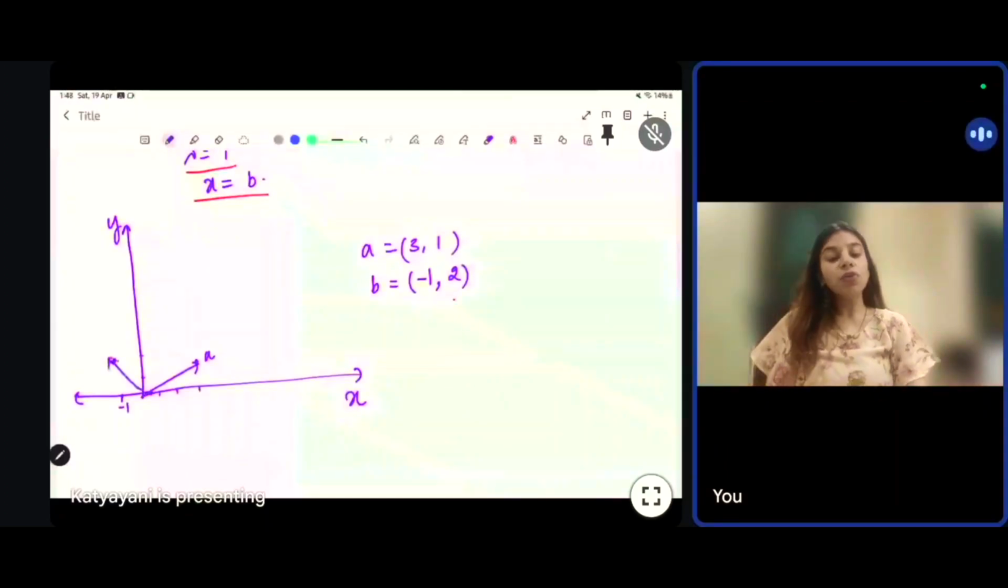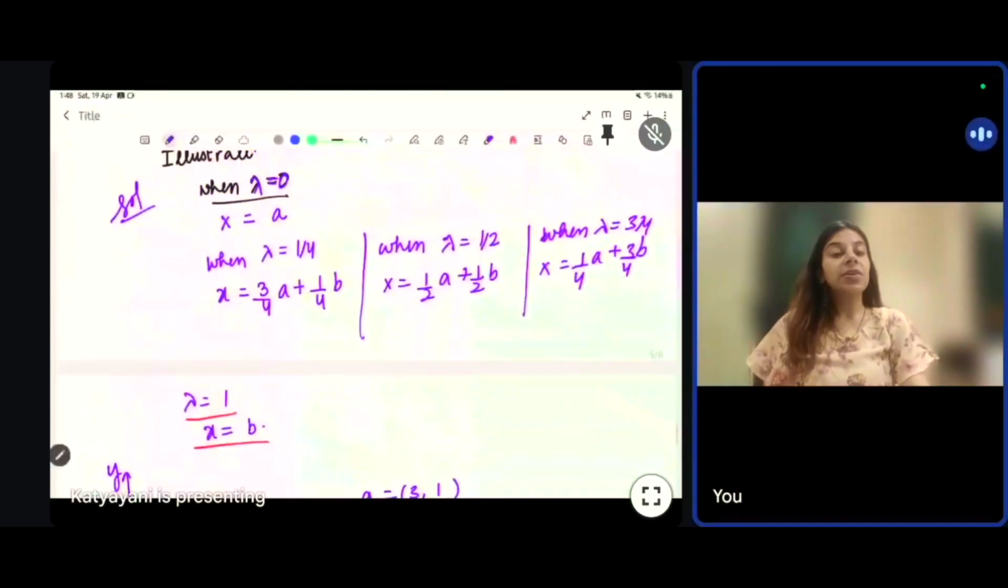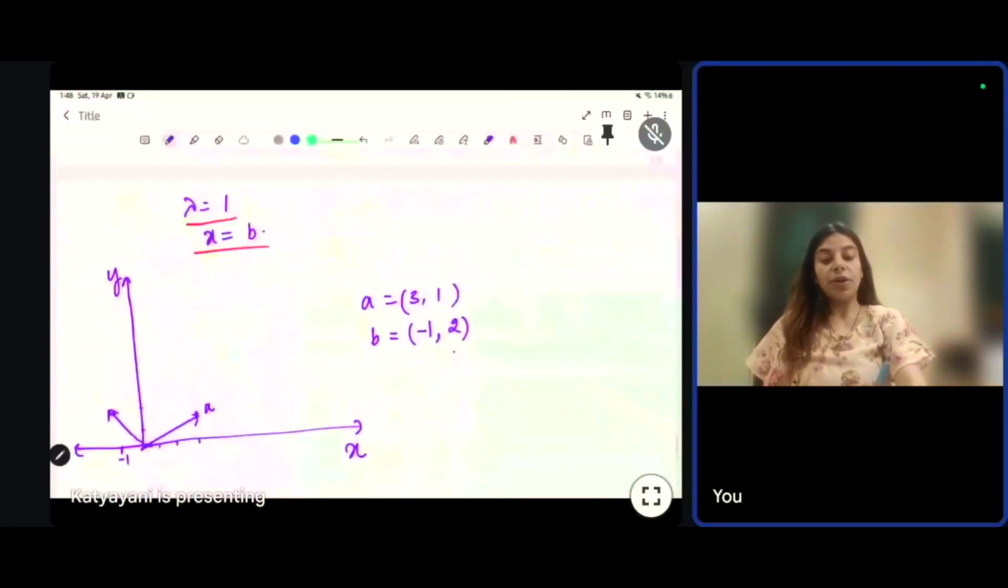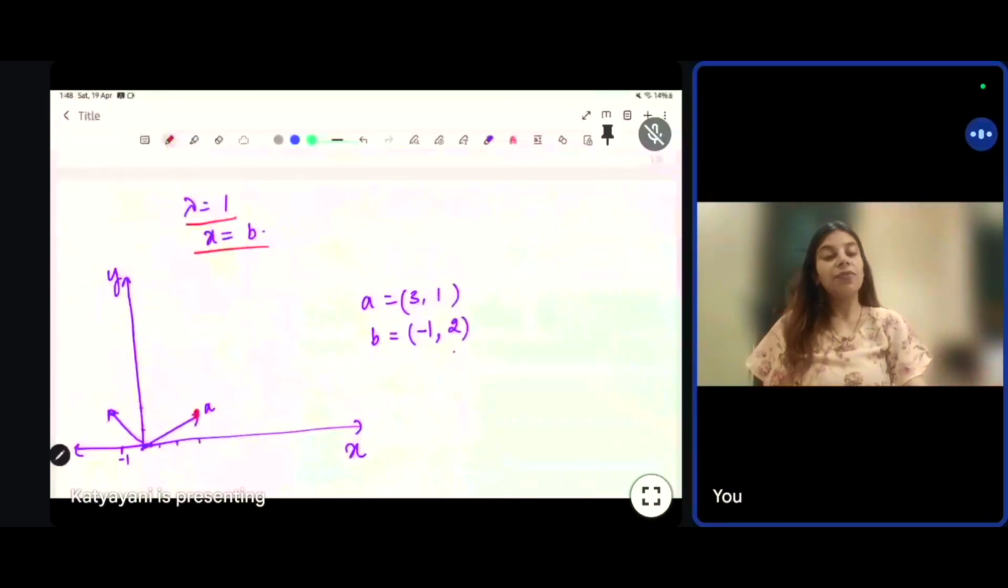Now I have to plot points for different values of lambda, and that would be x here, right? You've already seen that when lambda takes a value 0, x takes a value equal to a. So for lambda equals to 0, I would be at point A itself. When lambda takes a value 1 here, x would be b. So I would be at point B itself.